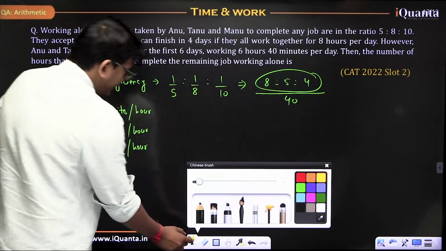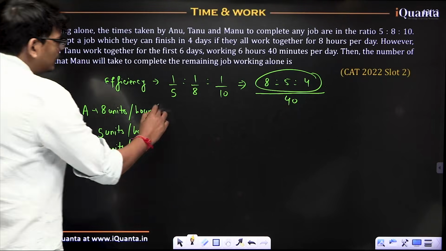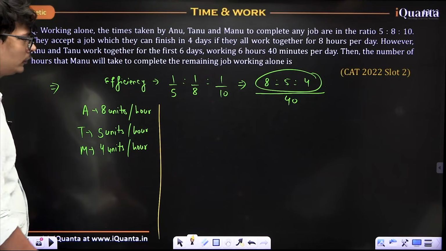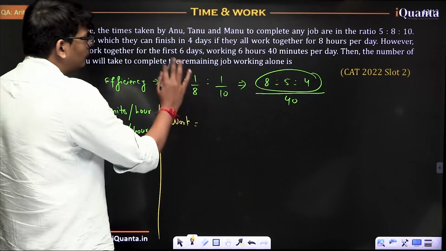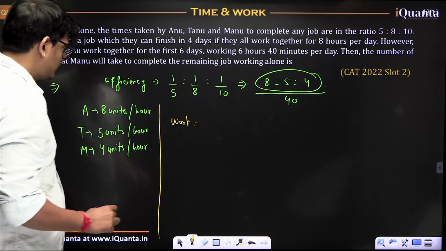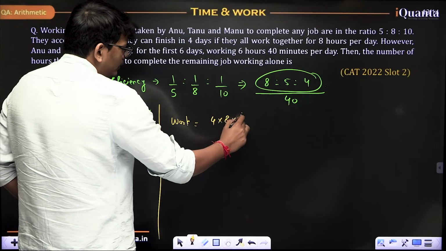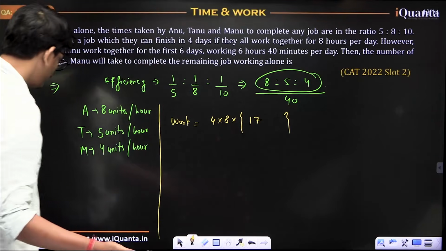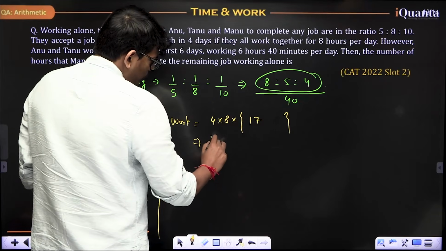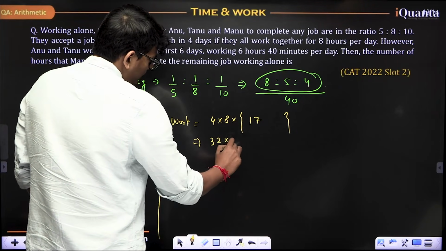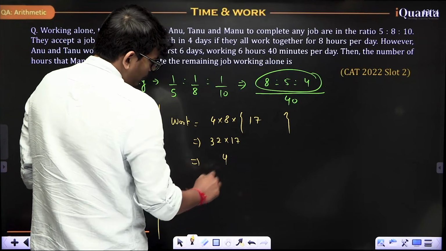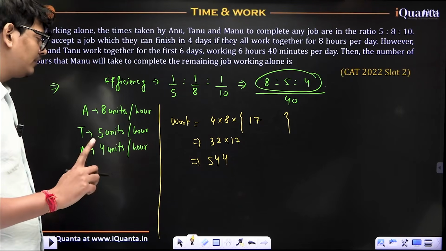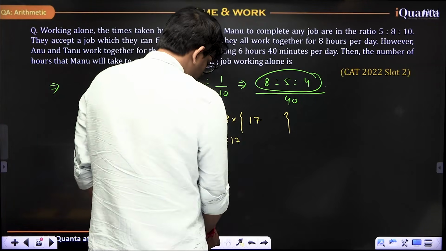Okay? Next part. They accept a job which they can finish in 4 days if all they work together for 8 hours per day. So total work we can find out. Work will be what, guys? 4 into 8, 32, and the combined efficiency is 8 plus 5 plus 4, 17. So 32 into 17. 17 twos are 34, 17 threes are 51. Let me check once again. Yeah, perfect. So we got the work also.